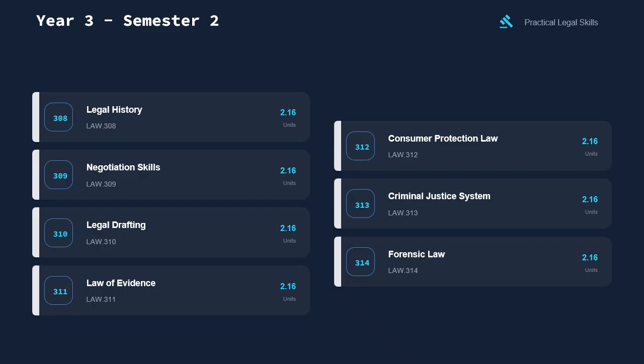Real-life example: a final project might involve challenging forensic evidence in a mock trial. This mirrors litigation practice. Practical application: students should practice scientific literacy and legal advocacy.